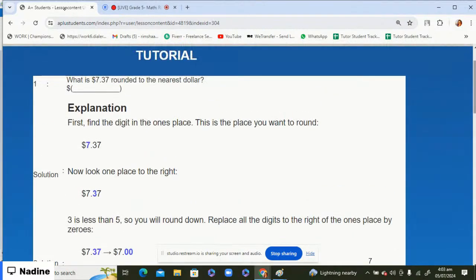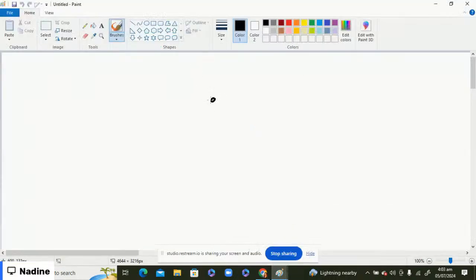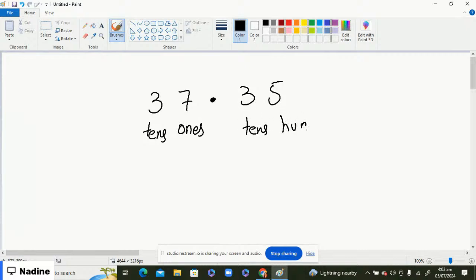So as we know, 7.37, this 37 is not greater than 50. After the point, the 3 is in the tens place. Check it like this: if there is a point and some numbers on one side and some on the other, the numbers to the left are ones, tens, then 100, then 1000 and so on. But after the point, it starts from tenths and goes on like this.